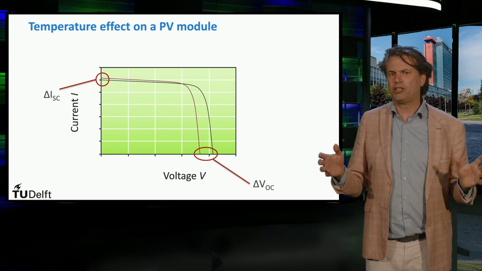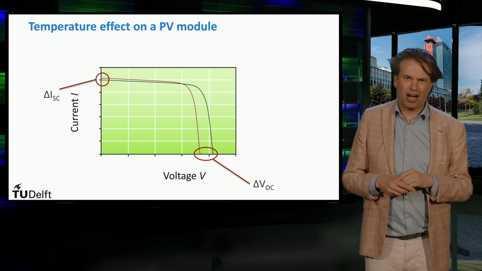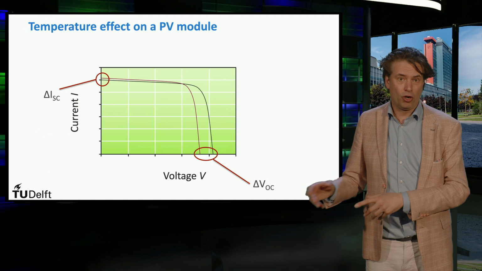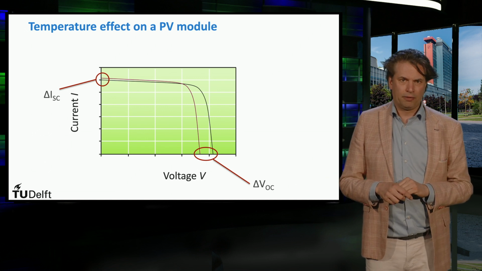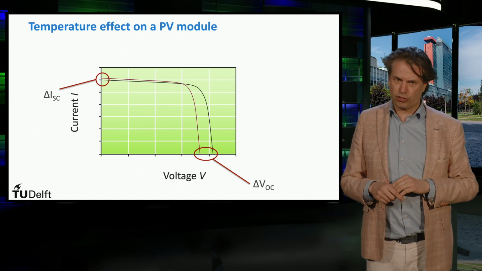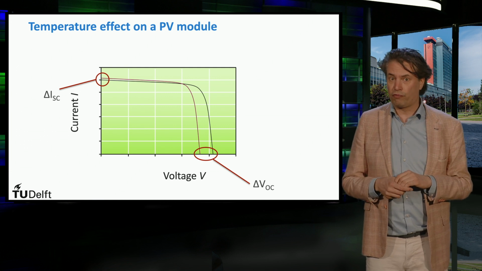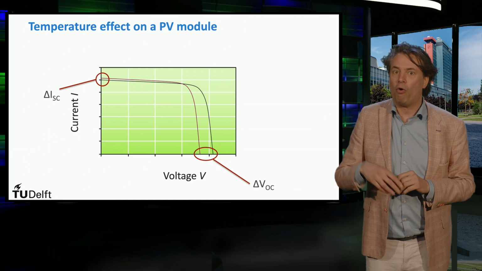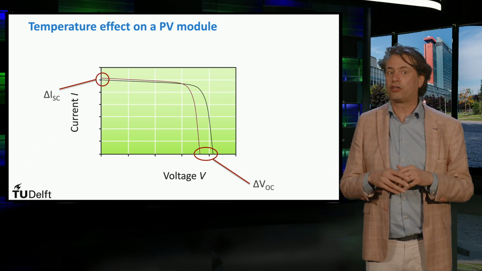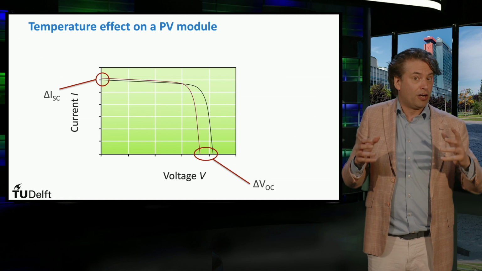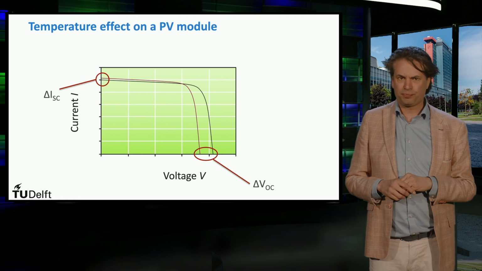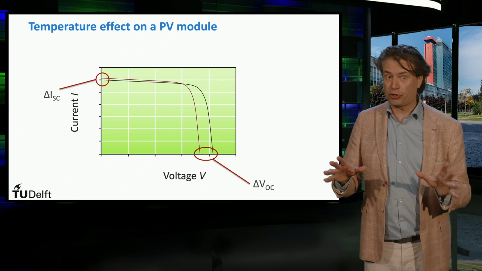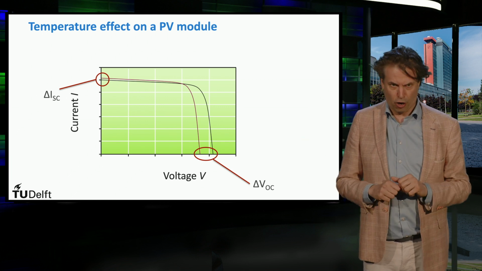This means that cells with a higher open circuit voltage are less affected by the temperature than cells with a lower open circuit voltage. This means that a solar cell based on crystalline silicon with an open circuit voltage of around 0.65 volts will be more affected than, for instance, an amorphous silicon solar cell with an open circuit voltage of 0.85 volts. So now you have an idea of the effect of temperature on the PV output.